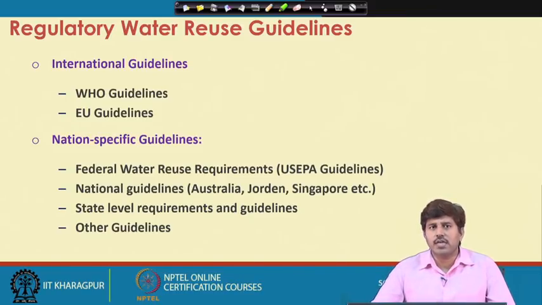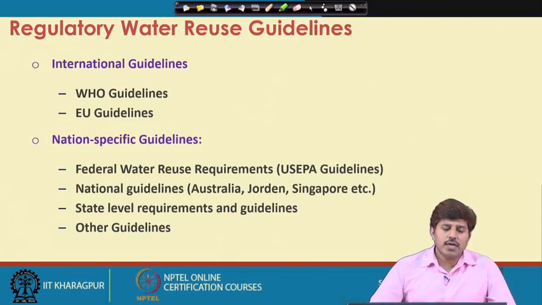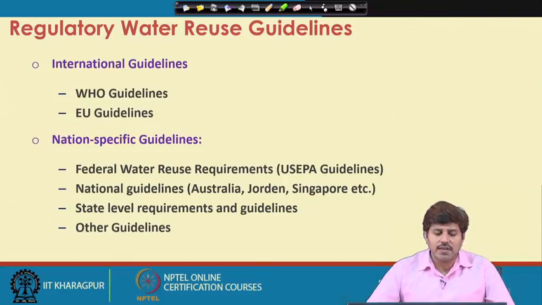Like India does not have reuse specific guidelines as of now. The discussions are on and people are saying that we must have water reuse quality standards, but as of now it does not exist. But there are various countries, like Australia, Jordan, Turkey, that do have their own guidelines. The US of course has federal water reuse requirements, and USEPA has its own guidelines.